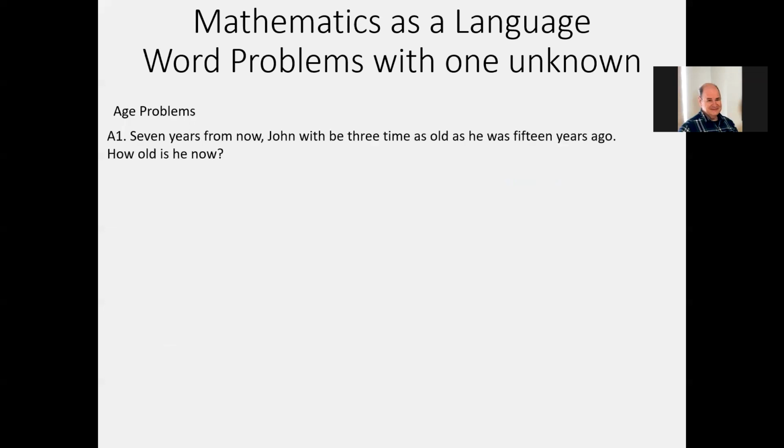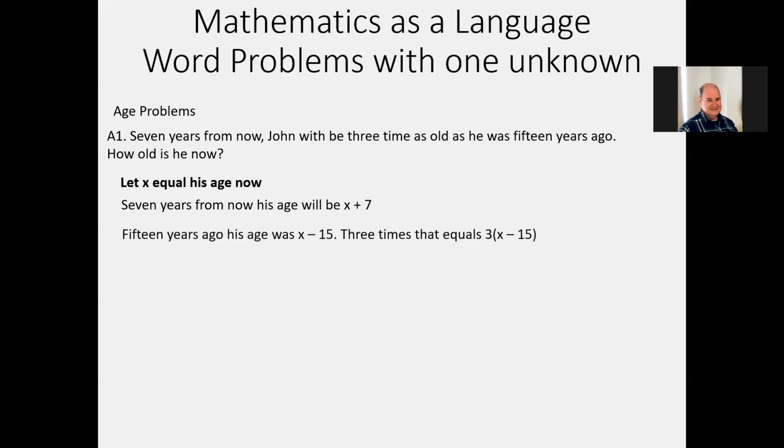An age problem. 7 years from now, John will be 3 times as old as he was 15 years ago. I agree, yeah, but it's practice in trying to tease this thing out and to translate it. How old is he now? If x equals his age now, 7 years from now, it'll be x plus 7. 15 years ago was x minus 15, and we're told 3 times that. 3 times x minus 15, well, that's the same as what he'll be 7 years from now. So there's the equality. That's the exercise, guys.